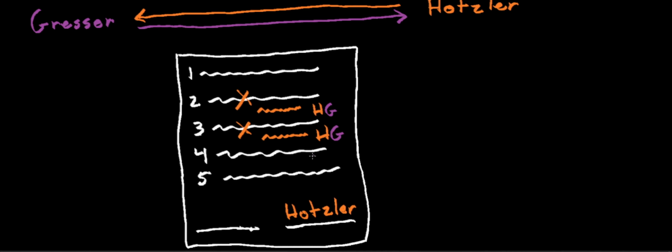He initials those paragraphs as well, and he ends up making one final change, which is just for the date of basically when the contract's going to be executed. And he initials this change, and then he signs it, and then he sends it back again to Hoztler.